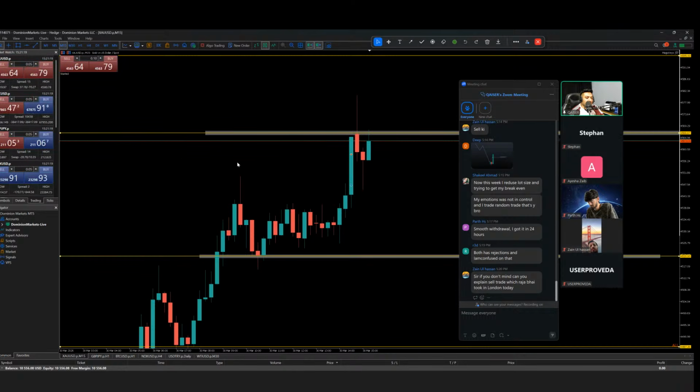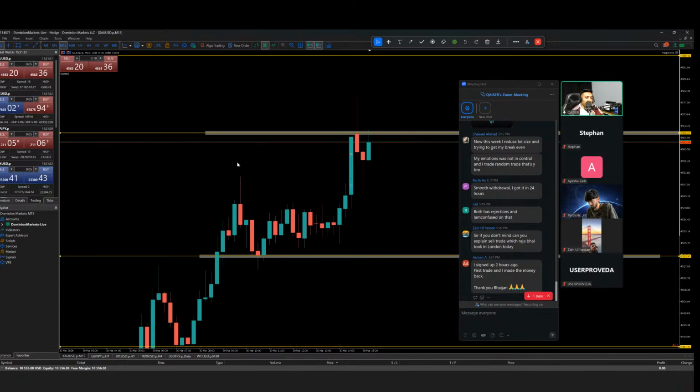So if this candle closes above resistance, and the next candle wicks down and breaks the previous wick, should we buy it? Yeah, that makes sense. That totally makes sense.